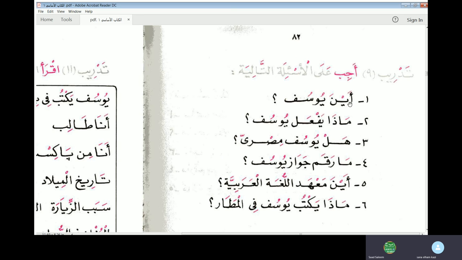يوسف أمام مكتب جوازات. Okay, what is it? What is the passport office? مكتب الجوازات. ماذا يفعل يوسف؟ What is Yusuf doing? يوسف طالب. Yusuf is a student. هل يوسف مصري؟ Is Yusuf Egyptian? لا. يوسف باكستاني.